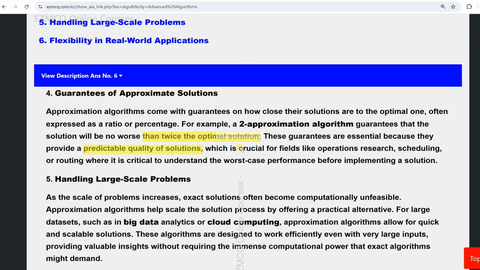Okay, and it is crucial for many fields, for example, scheduling, routing, operations research, and so on. Right? So we need to be aware of the worst case performance before implementing a solution so that we are not jumping into darkness.